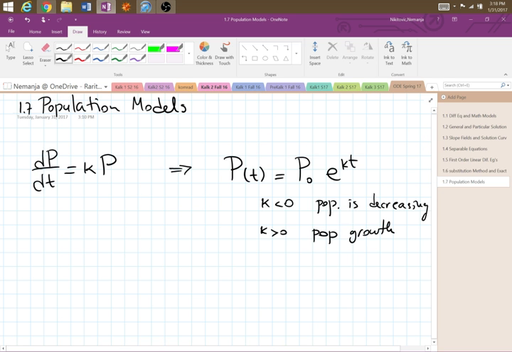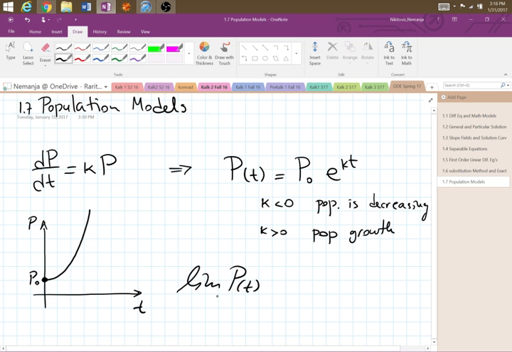Now, we also know that the graph for this equation looks like this. And we know that if we are to take the limit of p of t as time goes to infinity, it is going to equal infinity, which is bad because we don't have infinite space on the planet. We don't have infinite resources. So this population model is good for the short run, right?